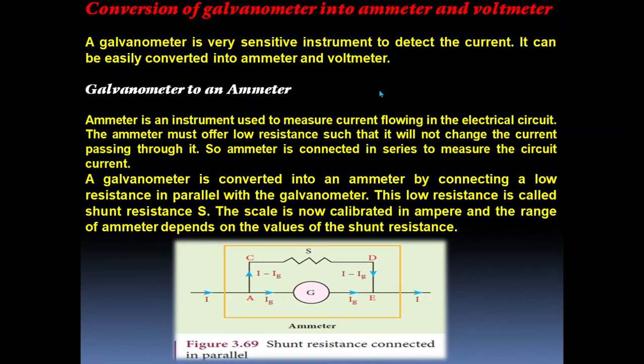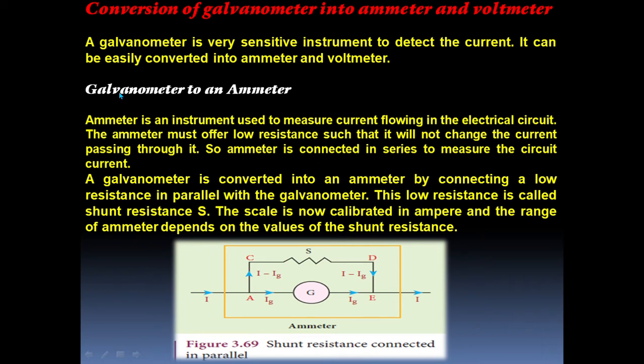The next topic is conversion of galvanometer into ammeter and voltmeter. First of all, we should know about the galvanometer. A galvanometer is a very sensitive instrument to detect the current. It can be easily converted into an ammeter and voltmeter.